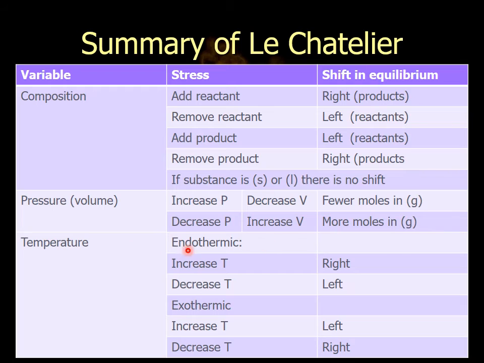Finally, temperature. We need to do the analysis for endothermic or exothermic reactions. So in the endothermic case, we treat the heat as a reactant. Therefore, if we increase T, it shifts to the right. If we decrease T, it shifts to the left. And the opposite is true for the exothermic case. So if I increase the temperature, it shifts to the left, and decrease it shifts to the right. And that's pretty much the whole thing when it comes to Le Chatelier.